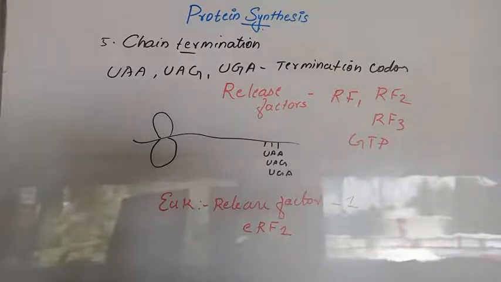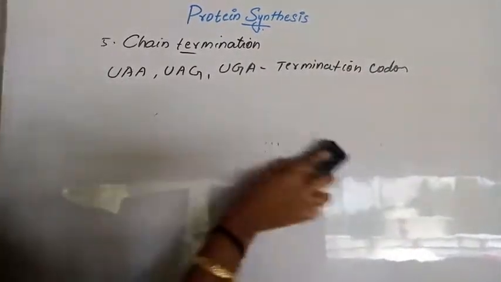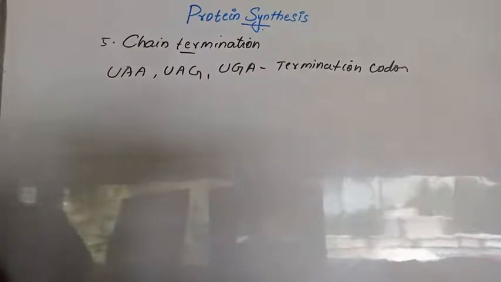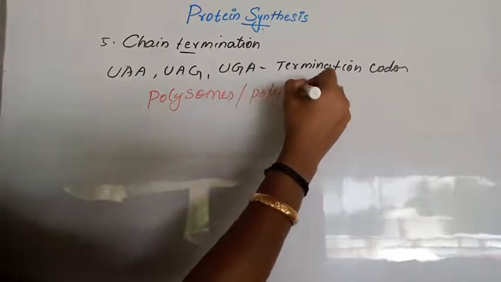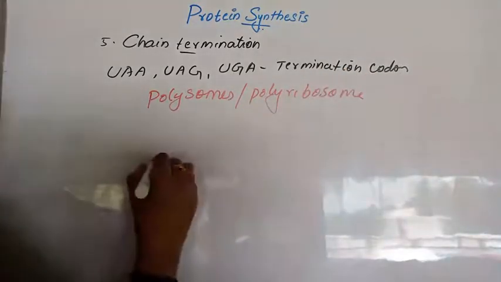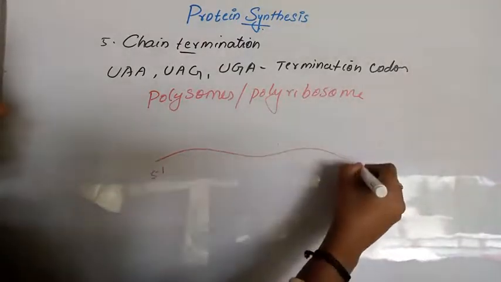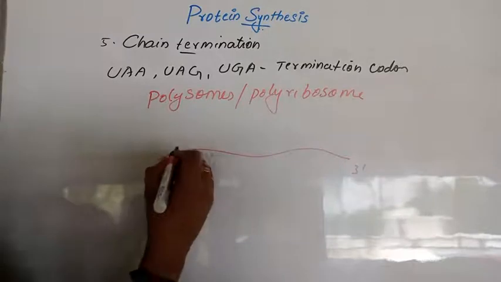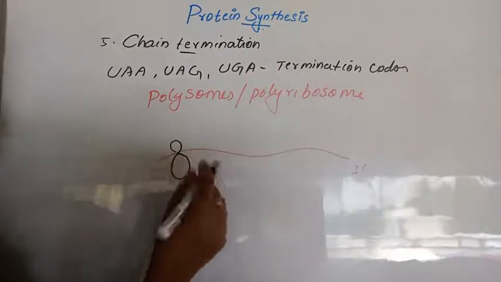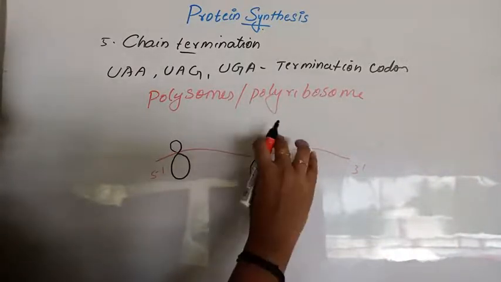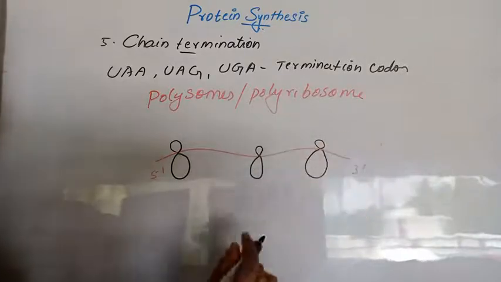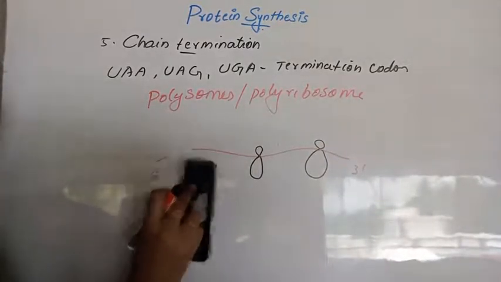This process can be repeated several times, creating a structure of polyribosomes or polysomes. What are polysomes or polyribosomes? Suppose you consider this is an mRNA, 5' to 3'. One ribosome comes and binds, slides along, and finally reaches here.